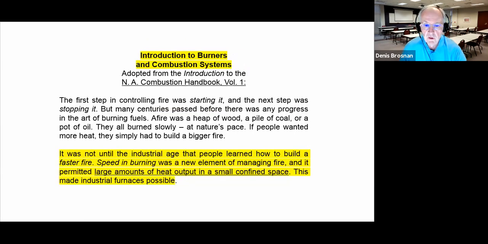I wanted to start this particular class with a quote from the North American Combustion Handbook in the introduction. And it really refers to, in all the time before the modern era, there were people that burned fuels that were convenient, particularly solid wood, maybe coal, through an opening in a furnace called a burner, and they burned it at the rate that it would burn naturally.